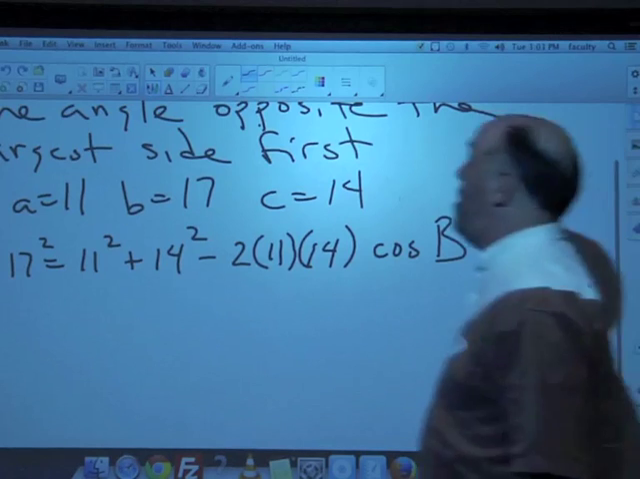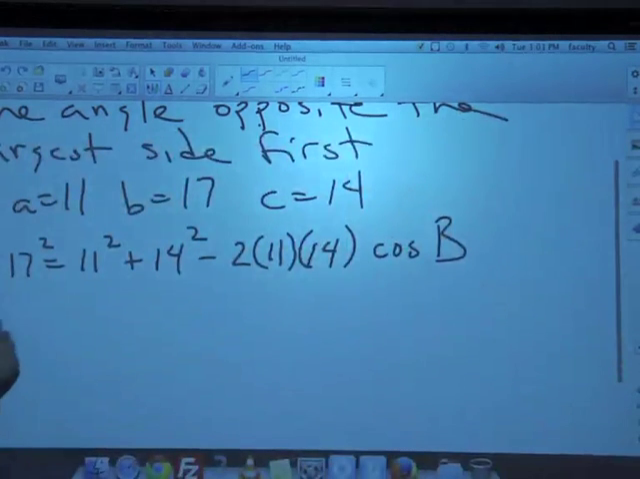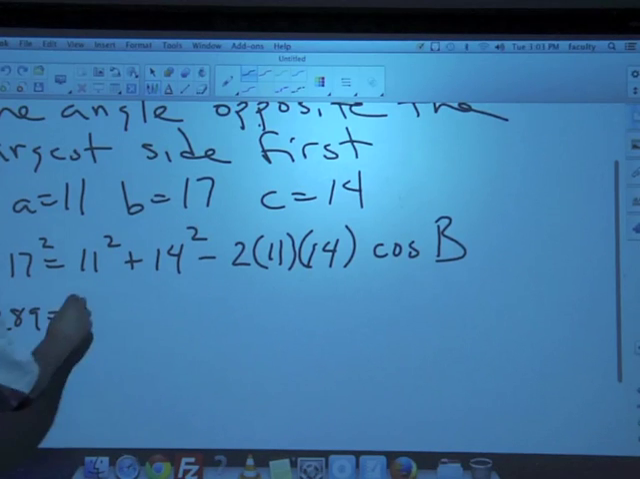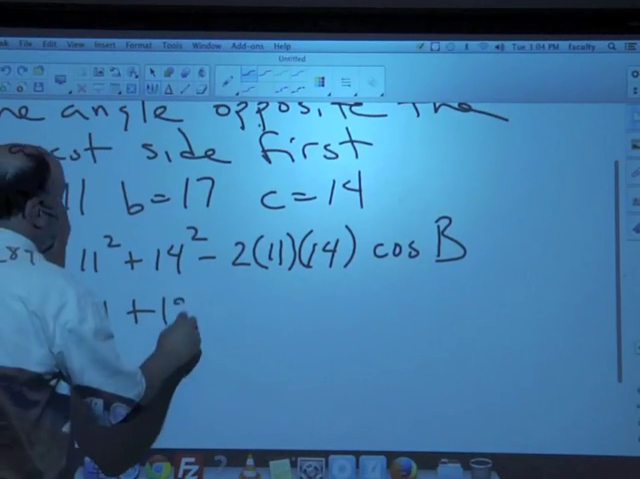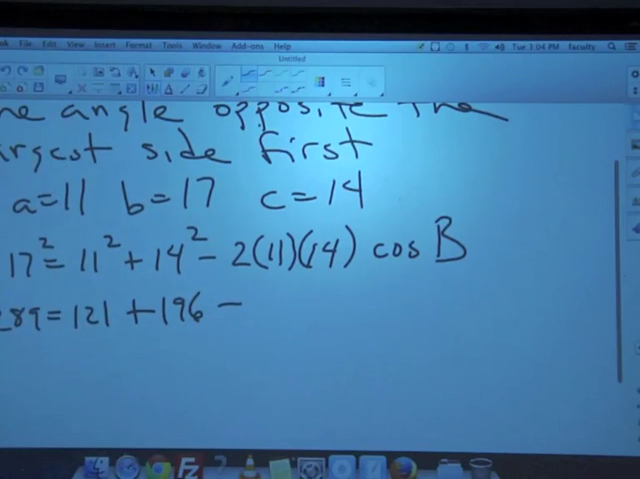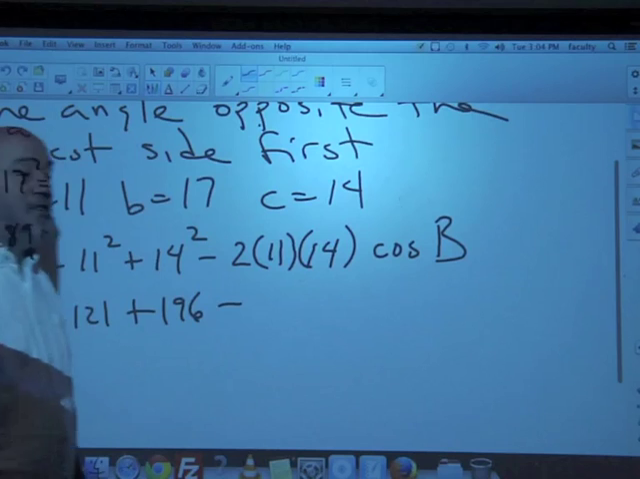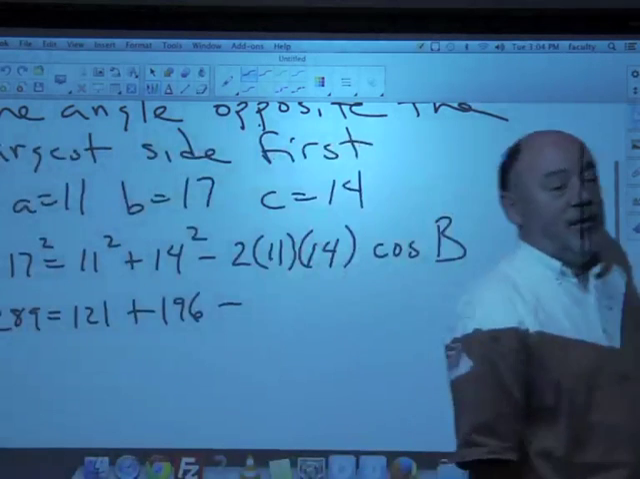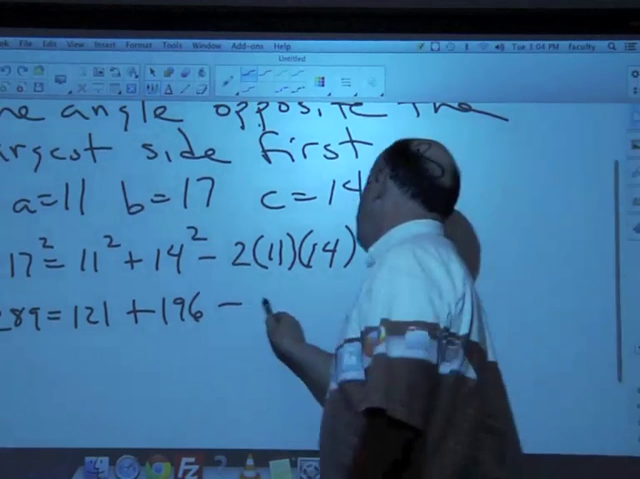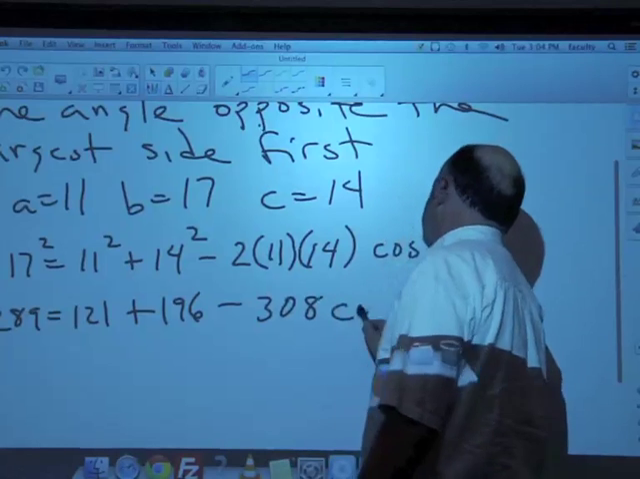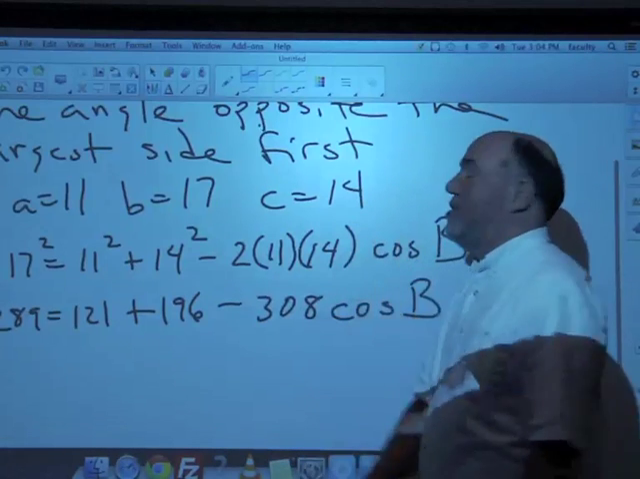So 17 squared is 289. 11 squared? 121. 14 squared? 196. 2 times 11 times 14? 308. Okay, 308 cosine of B.